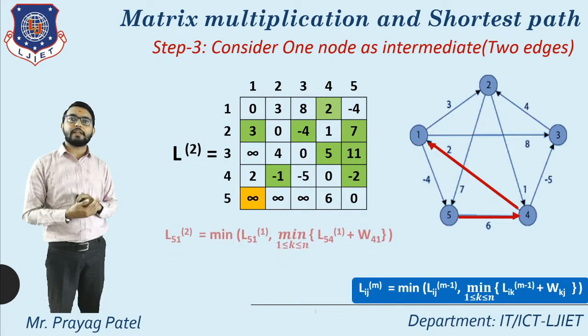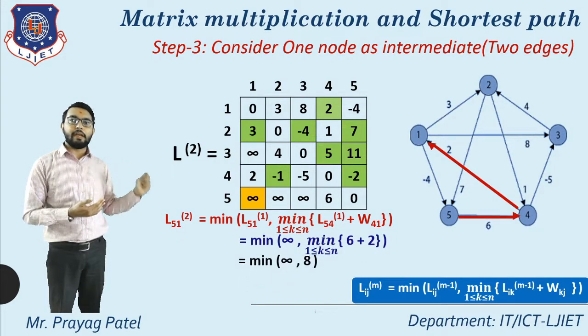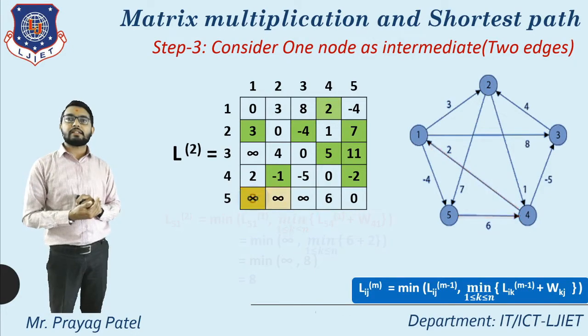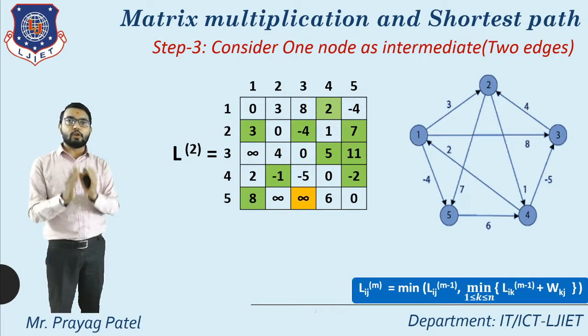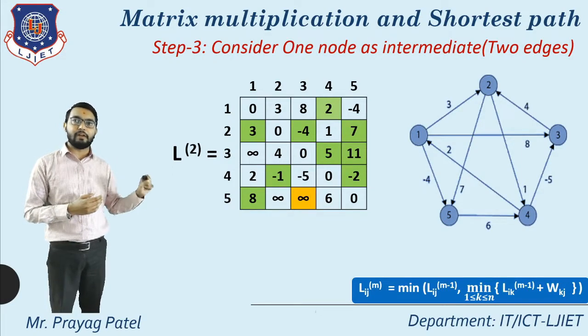Here distance is 6 plus 2 equal to 8. So here consider minimum of infinity and 8, equal to 8. So put the value 8 at location 5, 1. Now consider the next, 5 to 2. Is a path available? No. Is any path available that contains only one node as intermediate from 5 to 2? Not available. So consider infinity as it is.